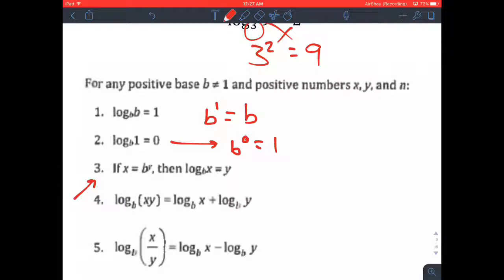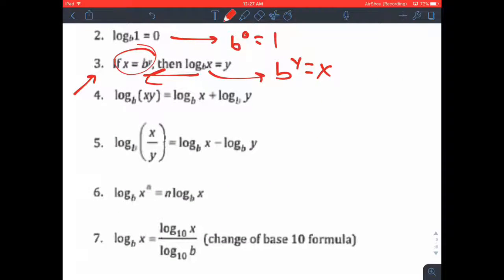Number 3, if x equals b to the y, then log base b of x equals y. Of course, that's true. Let's look at this in the backwards direction. What this is saying is b to the y equals x, which is what this says over here.